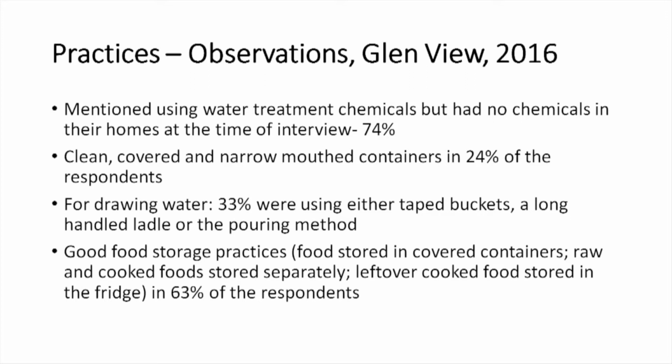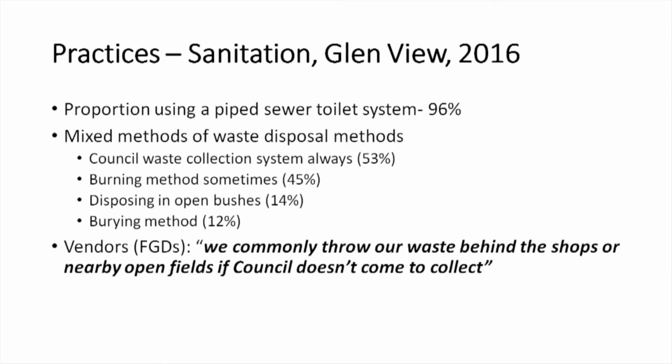So, having mentioned that they've got treatment chemicals, on observation, 74% of them did not have the treatment chemicals in their houses at the time of the interview, and about a quarter had the correct tins to store the water and also to draw the water, but they had very good food storage practices. Then the proportion using piped sewer system was 96%, and in terms of waste disposal, it's a mixed method. They use cans when it's available, they burn sometimes, dispose in open bushes, and they bury.